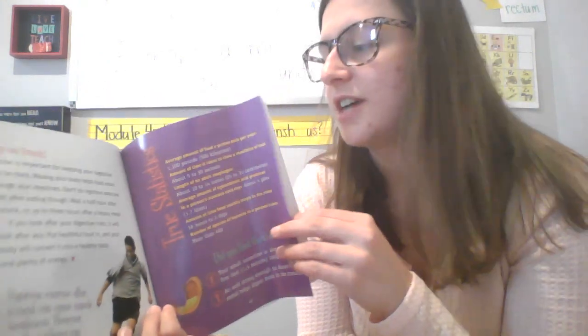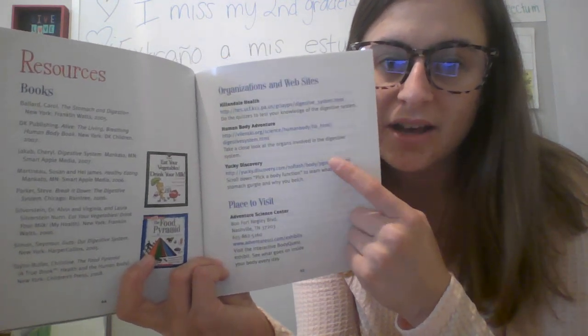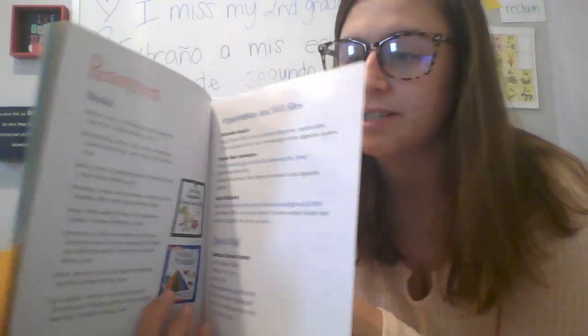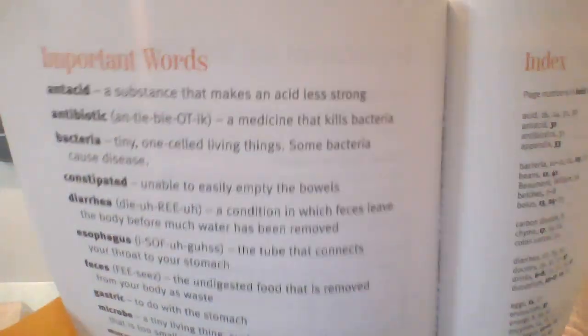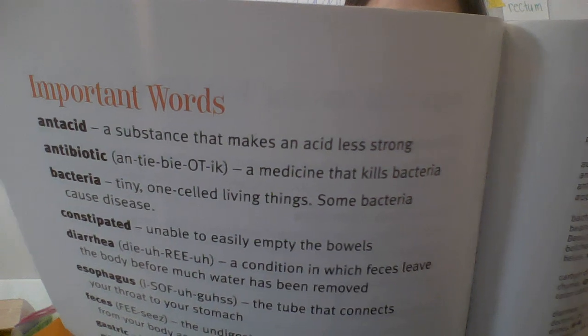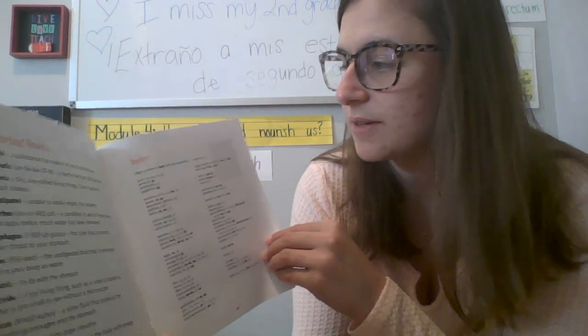Now that's the end of this chapter, and there are also really interesting resources that the author included: other books to read, other websites to see, or places you can visit to learn more about the digestive system. And of course, all the new important words that we learned are here in the index. Those were the bolded words that we found in the story.